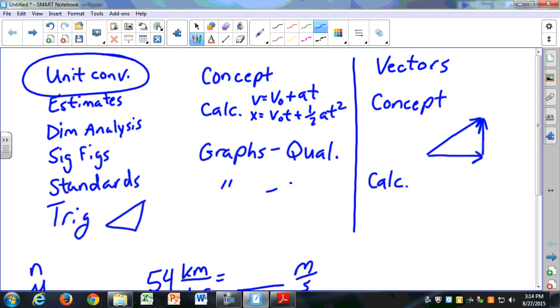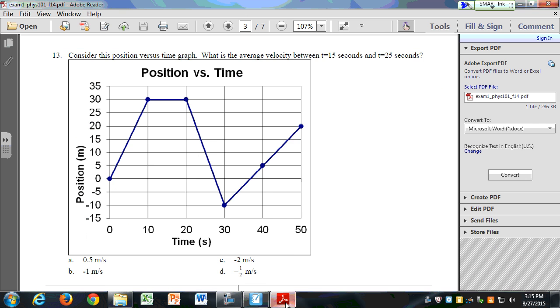And then you also have graphs, quantitative. That just means you pull the numbers off and you calculate things like instantaneous velocity and acceleration. You calculate distance traveled. You calculate average velocity or acceleration. We'll see those, but let's do some of these kinematics problems first.